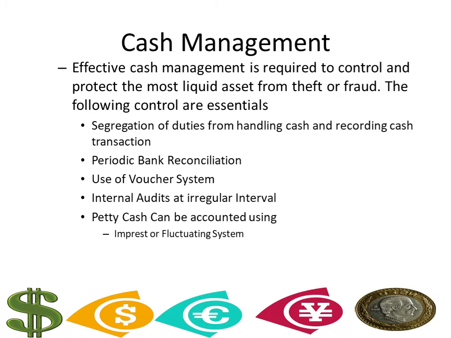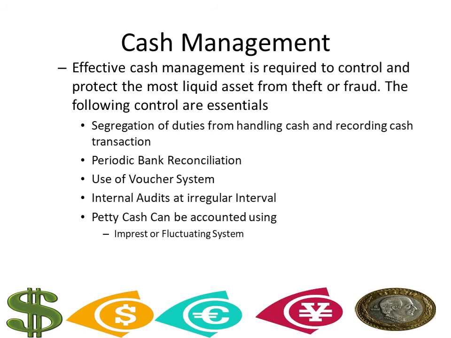So these are for our audit. Number one, there should be segregation of duties in handling cash and recording transactions. So take note, the cashier should be separate from accounting. A periodic bank reconciliation, so we could avoid window dressing or lapping. And then we also use the voucher system, because the voucher system and check system would be easier for internal control, so there would be an audit trail. We also have internal audits at irregular intervals.